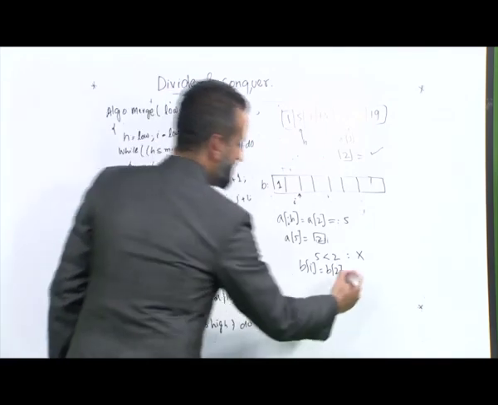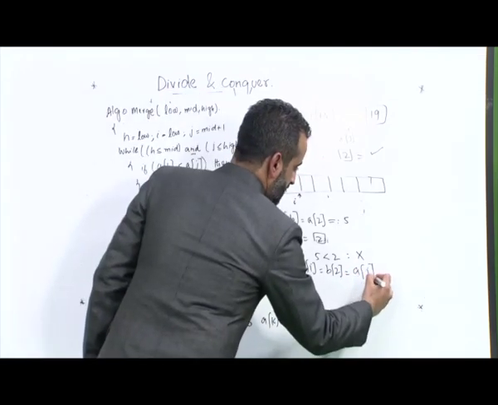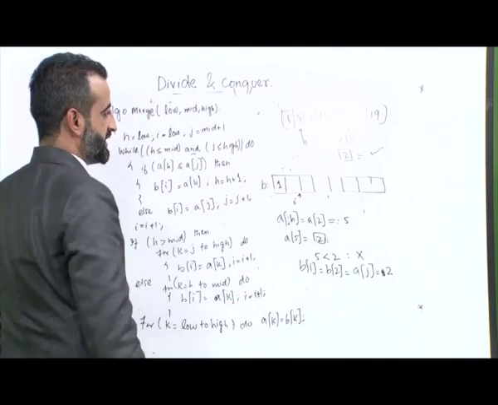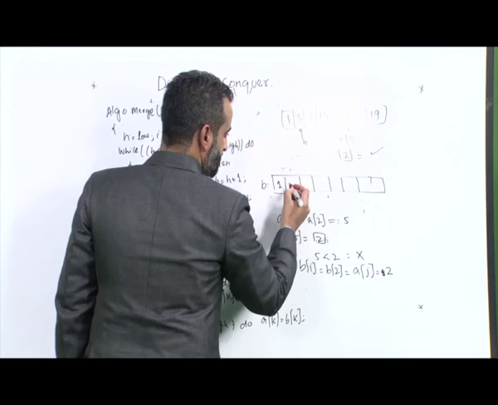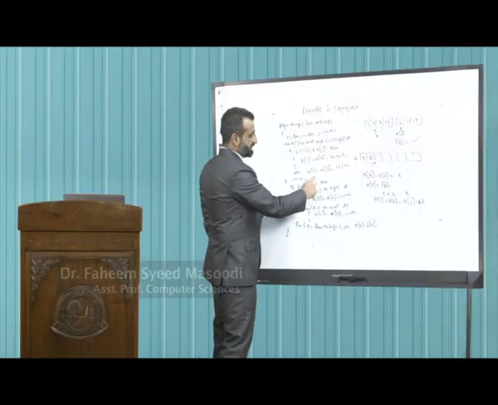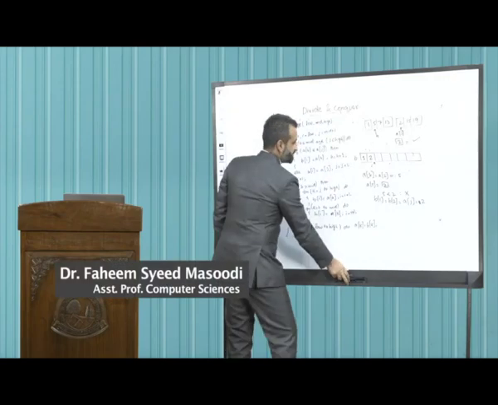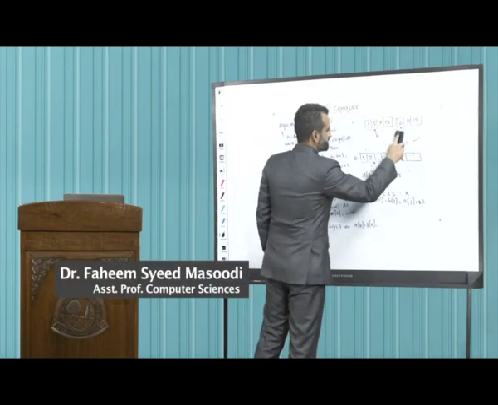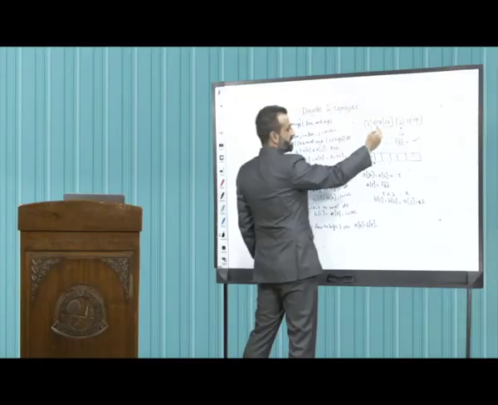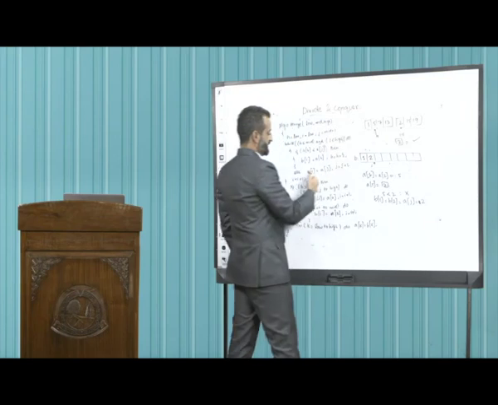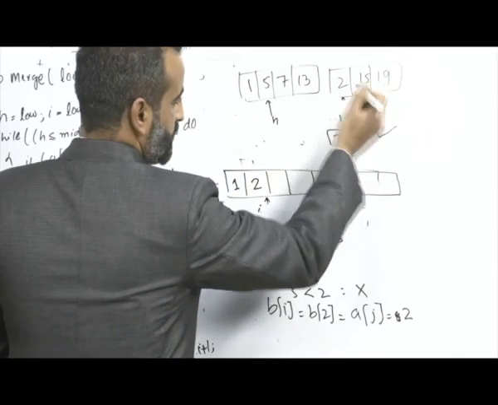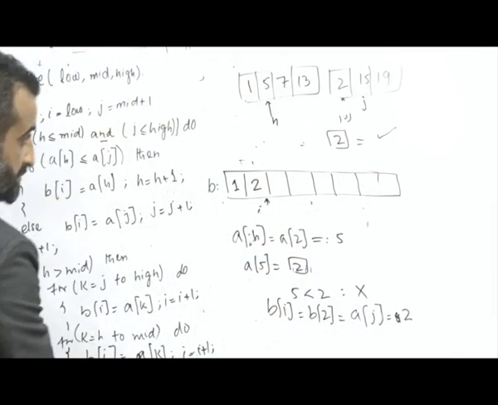The element A of j, that's 2, we'll place that in this auxiliary array B. So we put this 2 here. And after placing it there, we increment the j. Now the j is pointing towards the next element. Remember, when the if condition gets true, we increment h, the pointer in the left half. When the else condition gets true, we increment the pointer in the right half. So my j is now pointing towards this element.